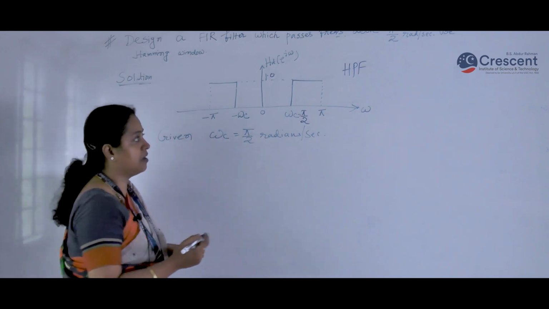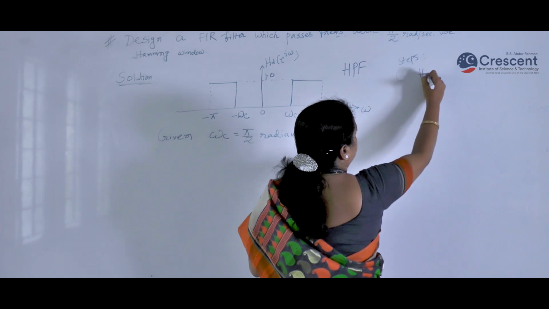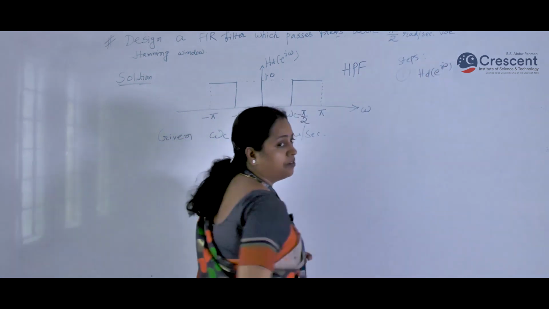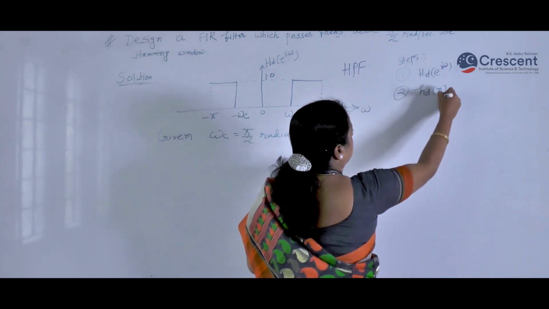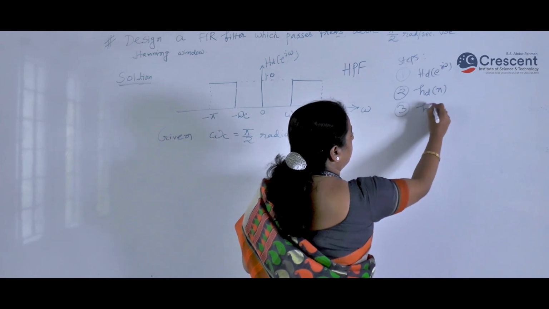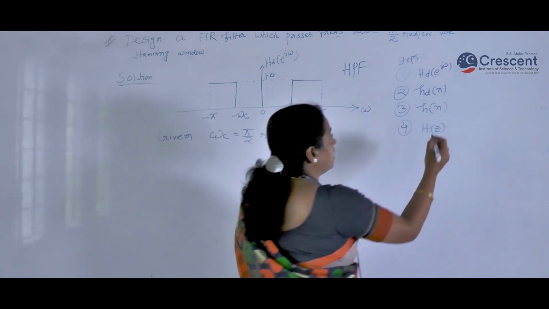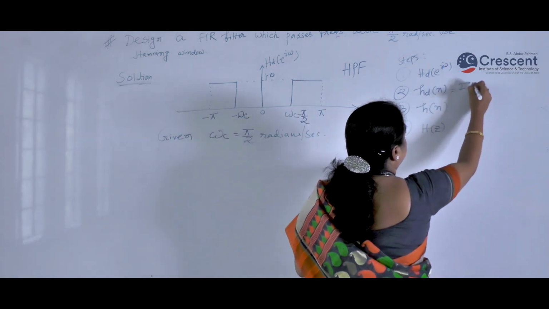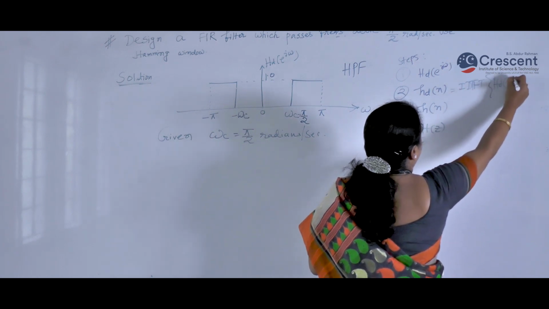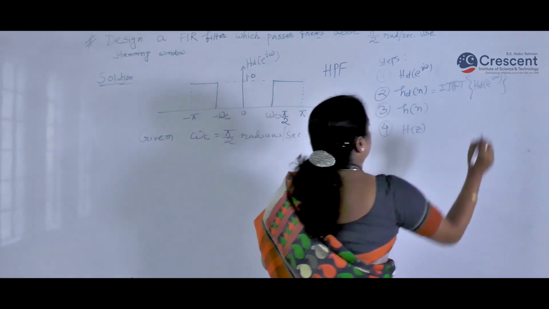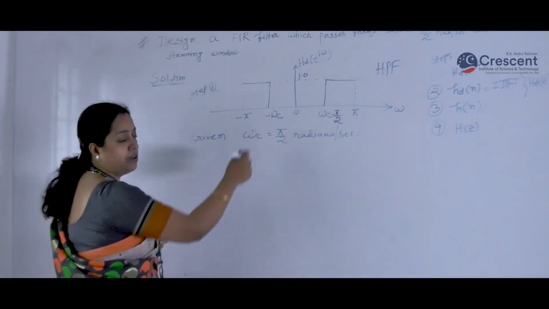Now what is the second step? We know that the steps are: first, we have to draw or write the desired frequency response. Second step is we have to find hd of n, and third step is we have to find h of n. Fourth step is we have to find H of z, etc. Here we will get hd of n by taking the inverse discrete time Fourier transform of Hd of e power j omega. This is our step number 1, which we have drawn.